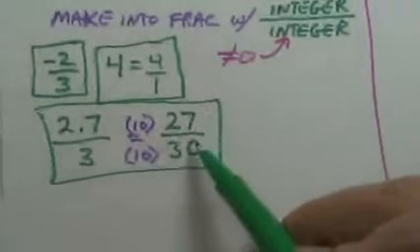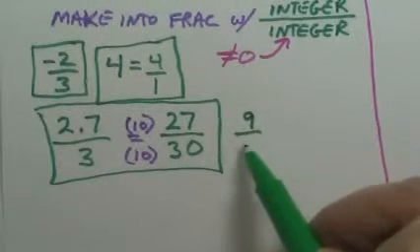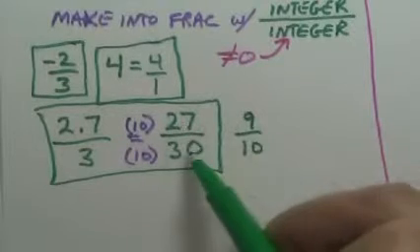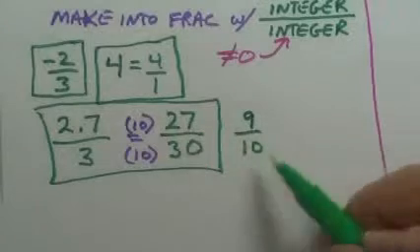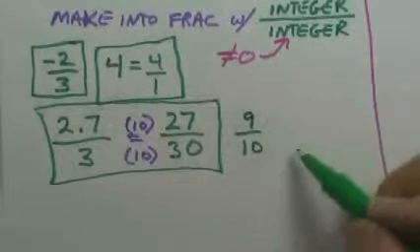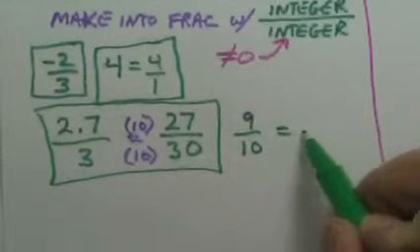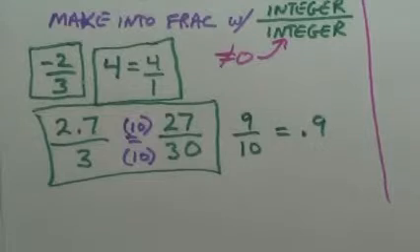By the way, 27 over 30, 3 goes into both of those. 3 goes into 27, 9 times. 3 goes into 30, 10 times. So this is like 9/10. This is the same thing as 9/10. And 9/10, that's the same thing as 0.9, right? Because isn't that 9/10?